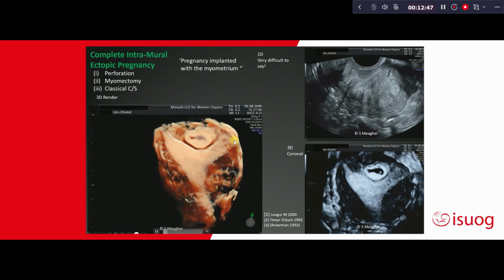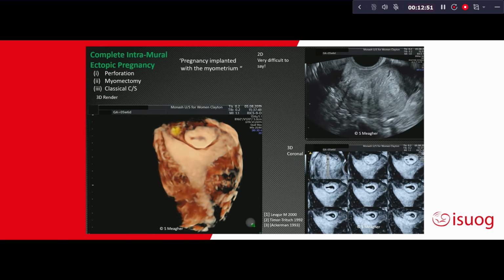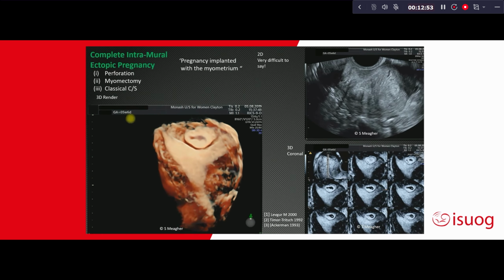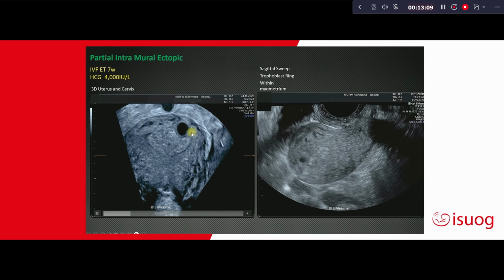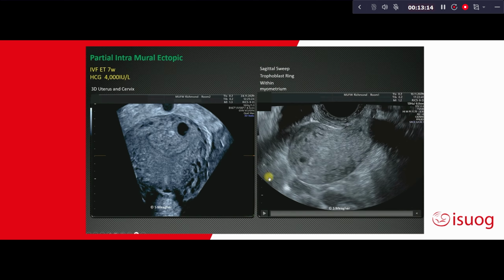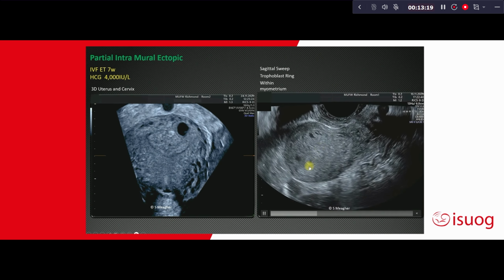This shows here a 3D rendered image using HD Live, showing this is an intramural gestation sac here and an empty uterine cavity. This typically happens in patients who've had a previous uterine perforation, previous myomectomy, or previous classical cesarean section. And a partial intramural, as you sweep across this in the coronal section, you can appreciate the trophoblast ring communicating with the decidua, in a sense similar to the partial interstitial ectopic pregnancy. And this is referred to as a partial intramural ectopic pregnancy.